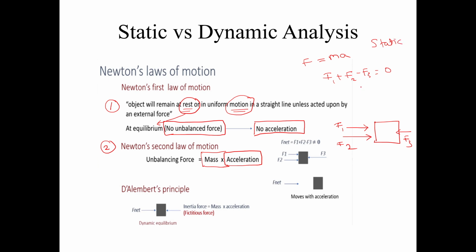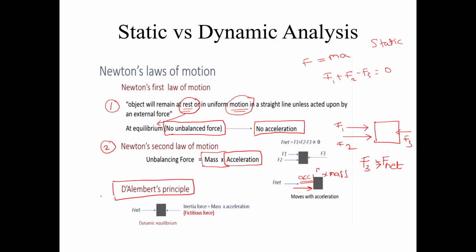But in dynamic analysis, what happens? F1 plus F2 is not equal to F3. That means there is some net force acting on the body. As there is a net force, an unbalancing force, your object will accelerate, right? Our object is accelerating, which has some mass. So how to solve such a problem? For that, we have to use the D'Alembert principle.